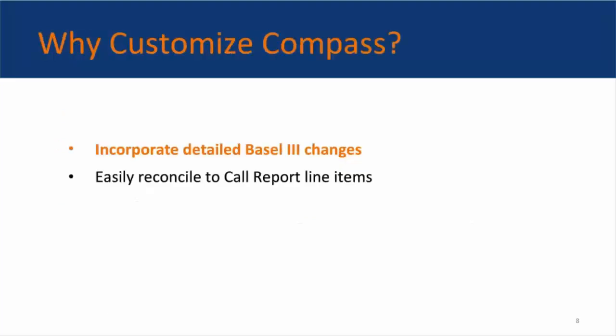Now that we know how the ratios are built, let's look at some specific ways that we can adjust Compass to handle some of the new rules effective with Basel III. First, we'll look at some examples of changing Compass to comply with detailed Basel III requirements.